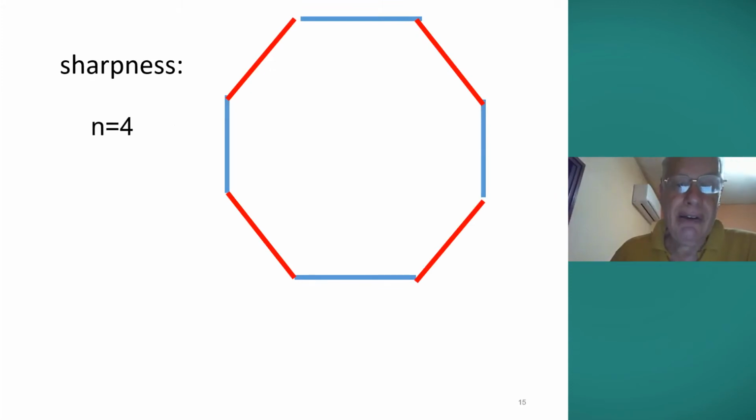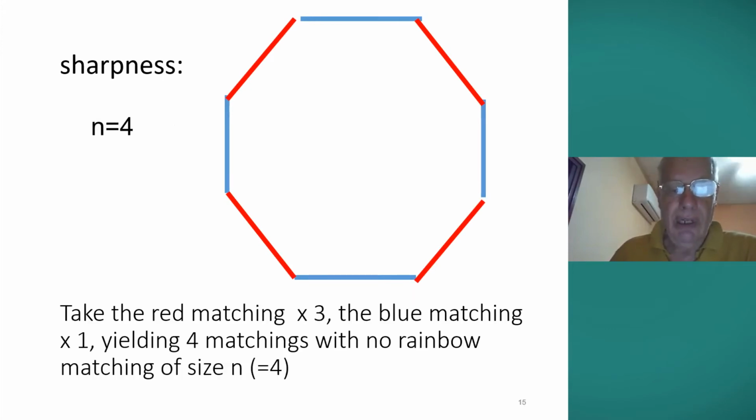Okay, sharpness here is easy. So take again the same picture and take again n equals 4 just for the example, and look at the red matching 3 times, the blue matching 1 time, so you have 4 matchings, and as we saw before, it doesn't have a rainbow matching of size 4, it only has a rainbow matching of size 3, so that's easy.